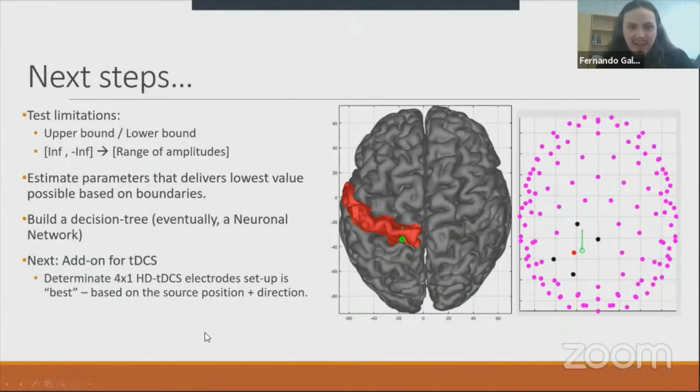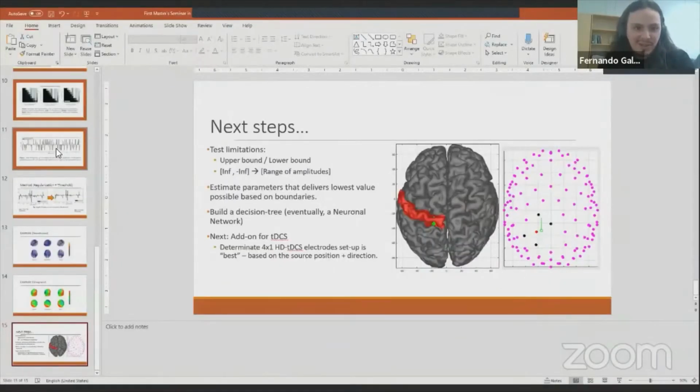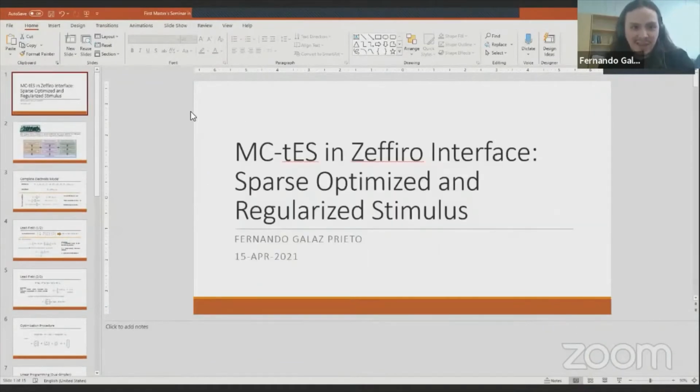Yes. And well, thank you very much. And this was the case of multi-channel TES in Zephyro interface, sparse optimized, and regular SS stimulus.